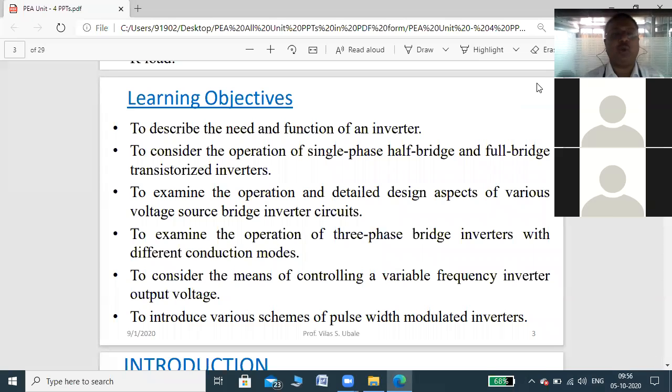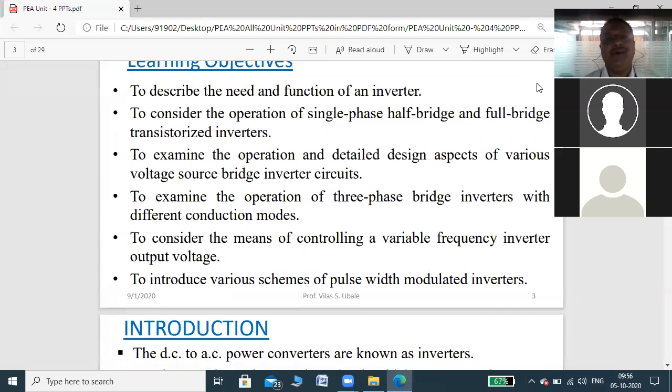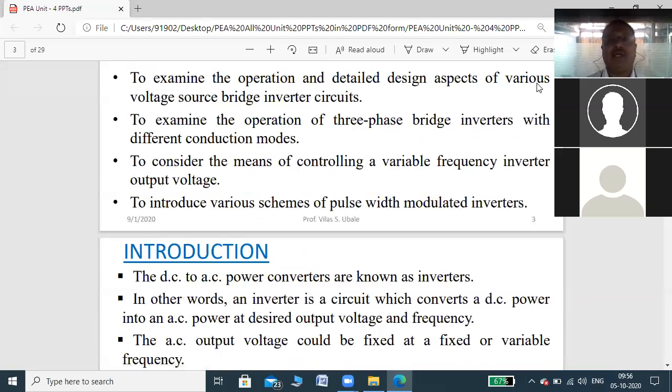And second one, even to control the output voltage, right? Frequency can be controlled by using inverter circuit, but the output voltage of inverter sometimes also needs to be controlled, and that is a different technique or different part, that is how to get variable output voltage. And last, to introduce various schemes of pulse width modulated inverters. So this is the learning objective, what we have to learn in this particular unit. Now we will start with the introduction.